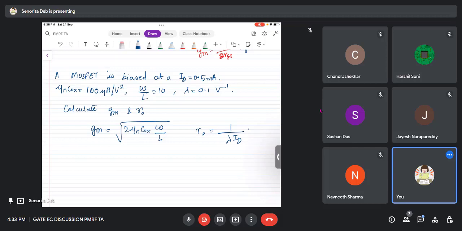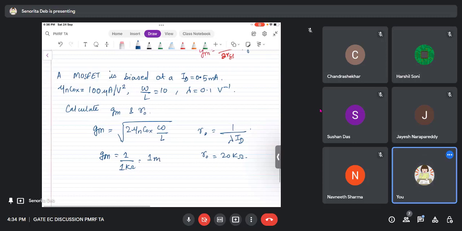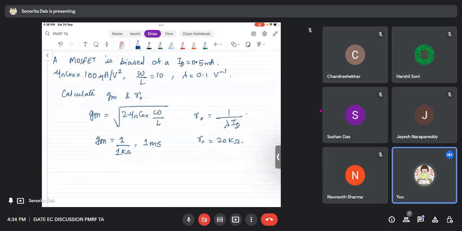GM value? So R naught is 20 kilo ohm, he is saying, okay. And GM, I think you will get 1 upon 1 kilo ohm, or 1 milli Siemens, or 1 milli ohm inverse. Okay.